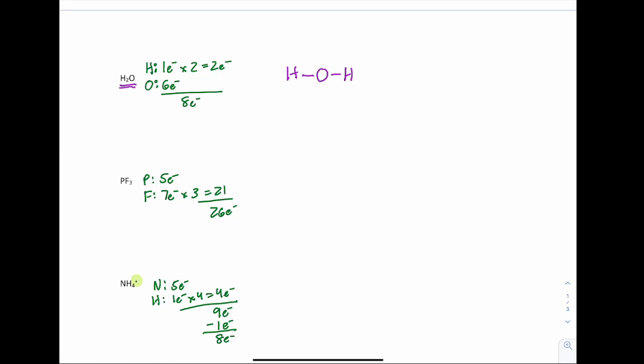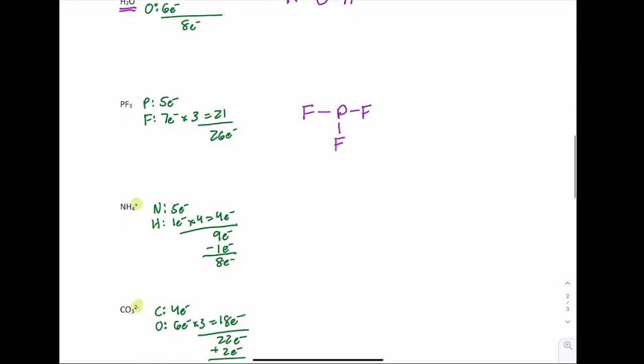So phosphorus and then 3 fluorine. Phosphorus is the less electronegative atom. It's not a halogen, and it's the one that I have one of. So I'm going to put it in the middle. And then just like the water, it doesn't really matter where you put the fluorines as long as they're attached to phosphorus. So if I wanted to do this, it would be just as correct as the way that I initially drew it. So phosphorus in the middle, 3 bonds each to a fluorine. I know we have more electrons, but again, we're only on step 2.